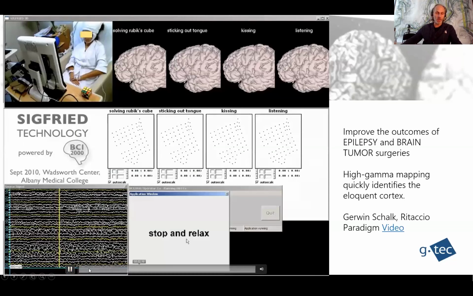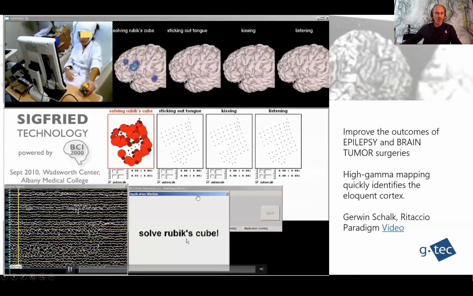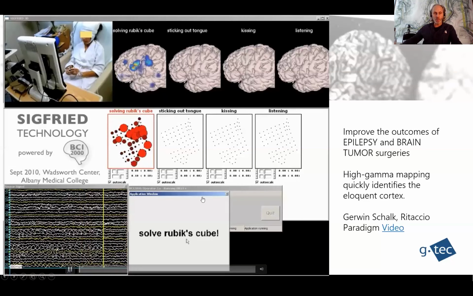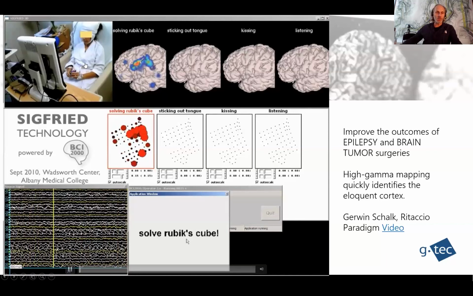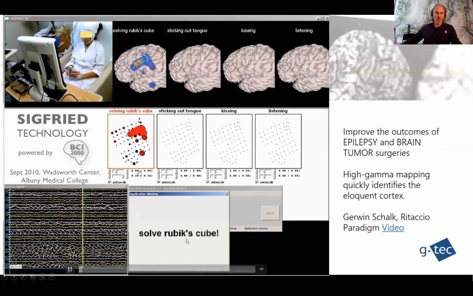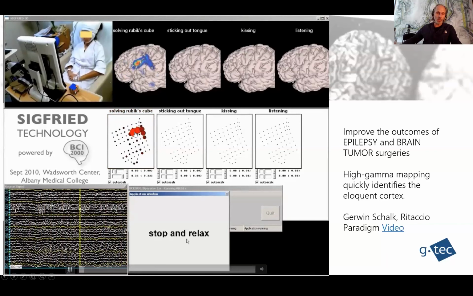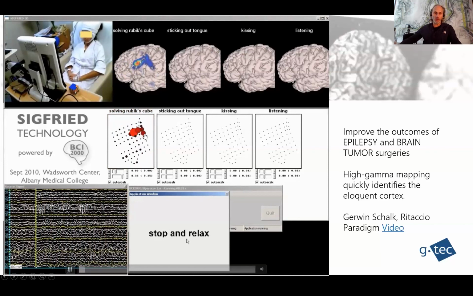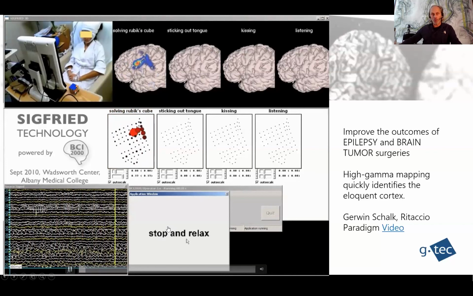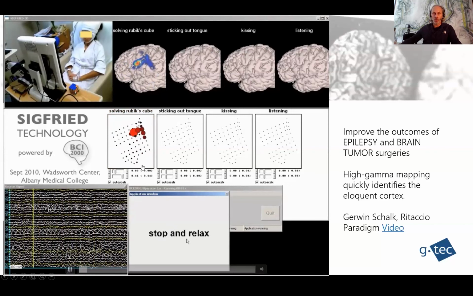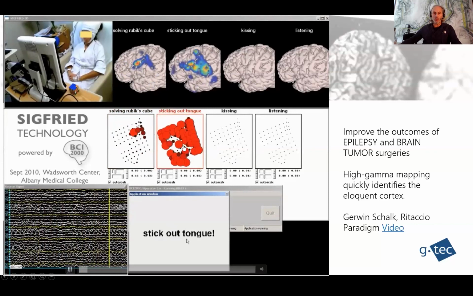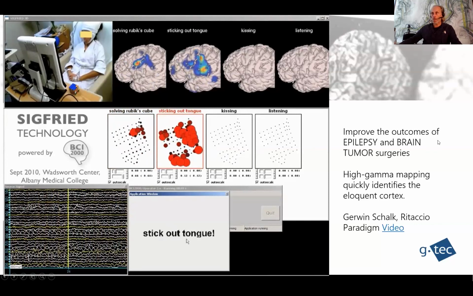And then Gerwin Schalk with Peter Brunner developed the Siegfried technology. So in this case, you can see an epilepsy patient is solving a Rubik's Cube. They are recording here the ECoG signal, and the red bubbles decode the high gamma activation over certain cortical regions. You can see about 4 electrodes are decoding, in this case, the finger region. Then Gerwin was asking the patient to stop and relax to get baseline high gamma activation. The next task is to stick out the tongue.